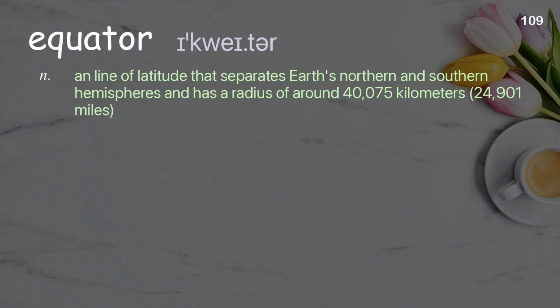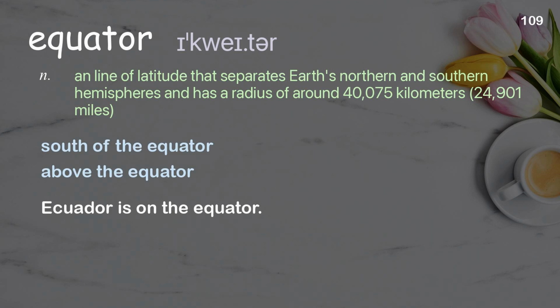Equator. A line of latitude that separates Earth's northern and southern hemispheres and has a circumference of around 40,075 kilometers, 24,901 miles. Examples: south of the equator, above the equator. Ecuador is on the equator.